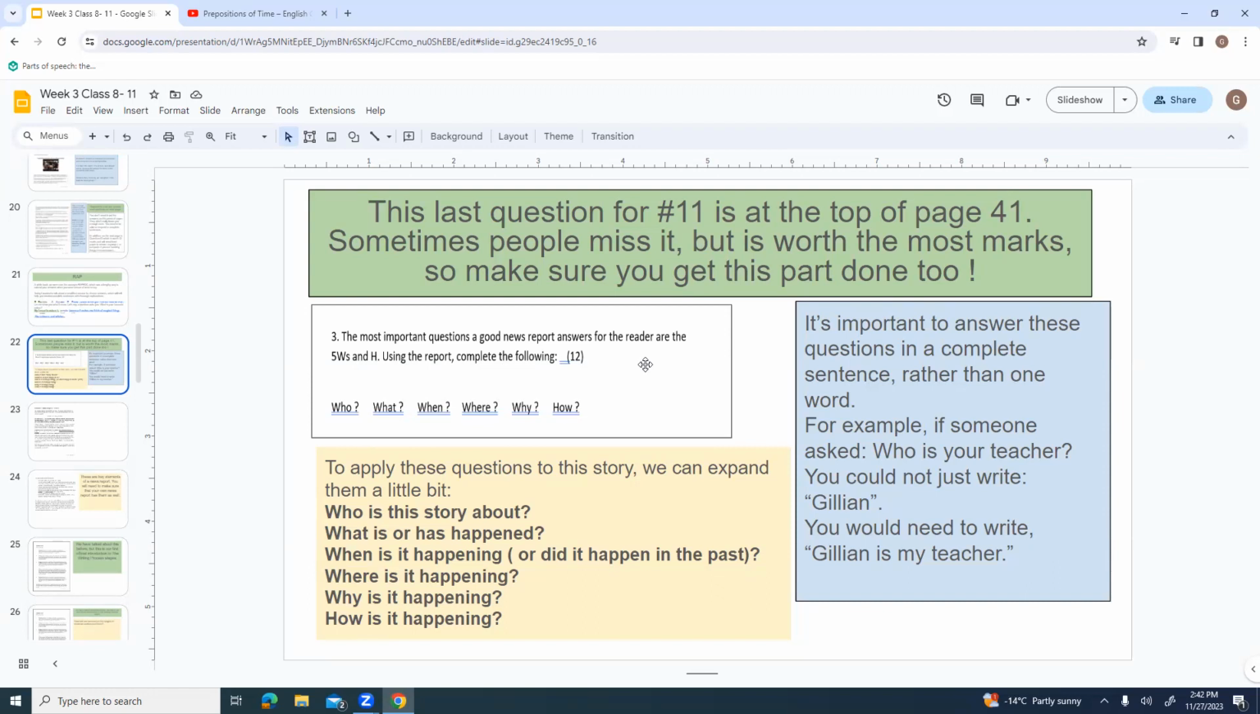If somebody asked you, who is your teacher, you wouldn't just write Jillian. You could say it that way, but you wouldn't write it that way. You would need to write Jillian is my teacher. In writing, it's not really appropriate to give one-word answers unless you're doing dialogue or something. So sometimes people find these one-word questions a little bit confusing, so I expanded them so you could see how they might sound if you applied them to each story. Who is this story about? What is or what has happened? When is it happening? Or did it already happen in the past? Where is it happening? Why is it happening? And how is it happening?